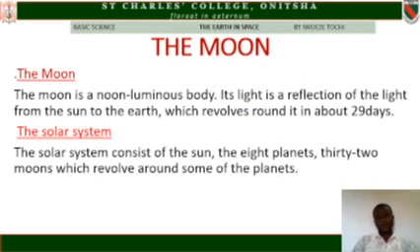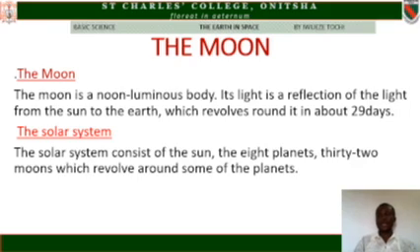Now the moon. The moon is a non-luminous body. Its light is a reflection of the light from the sun to the earth. It revolves around the earth in about 29 days.